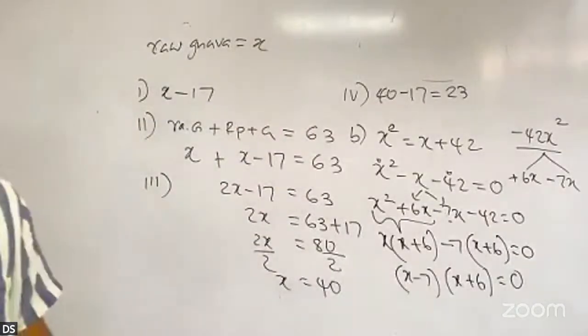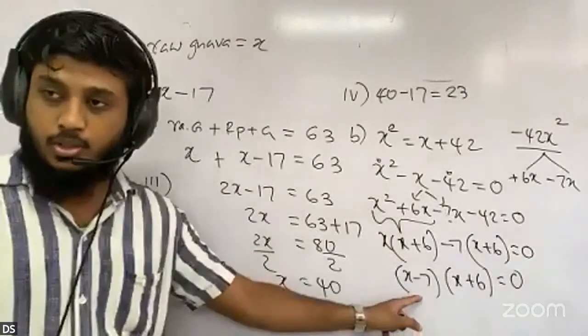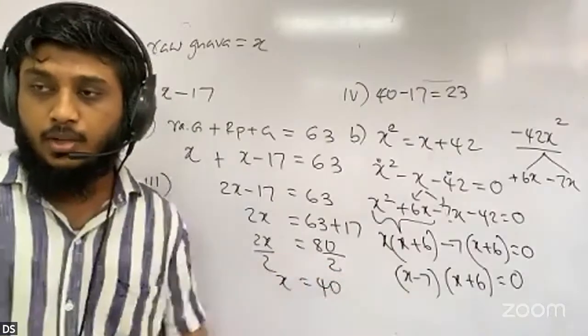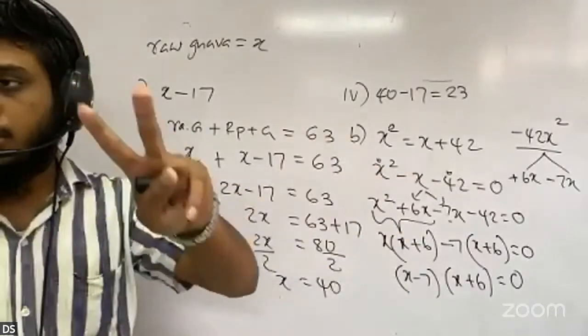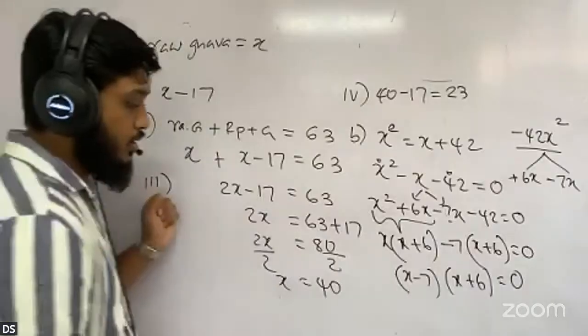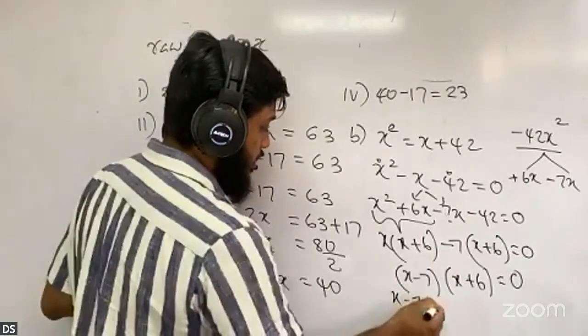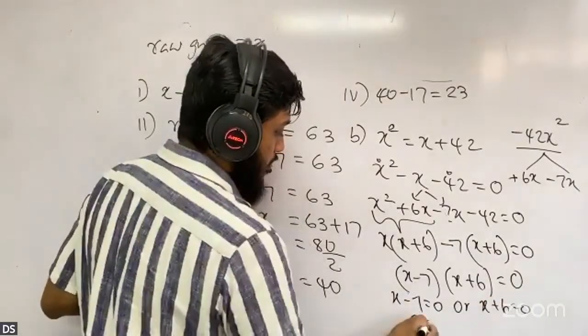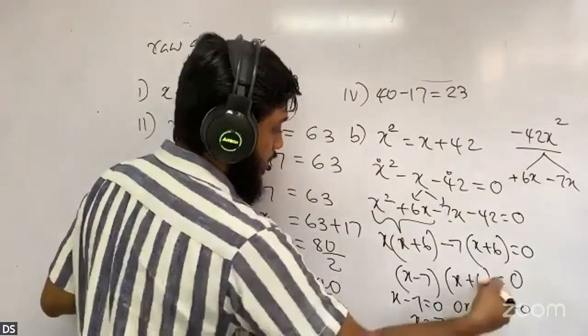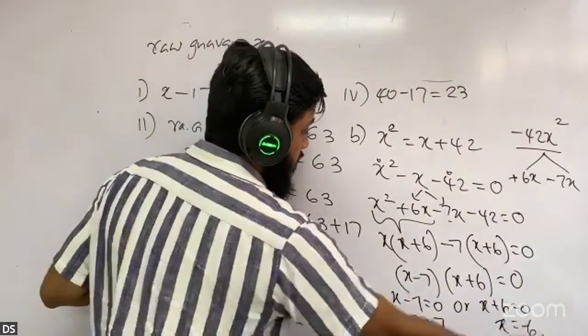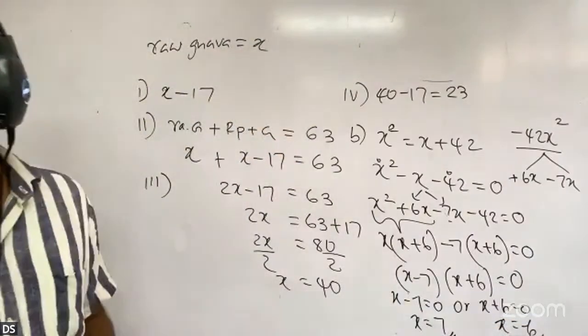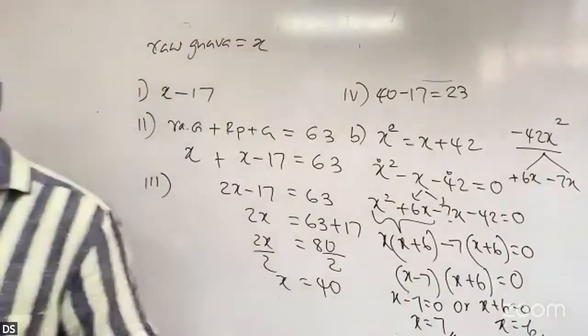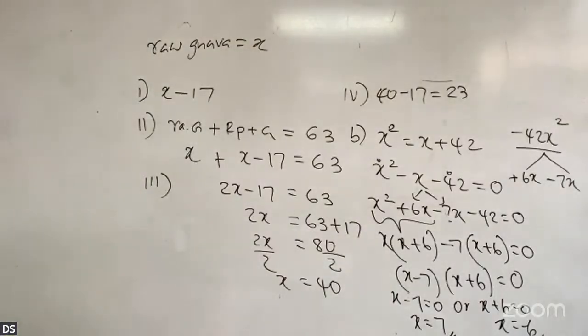After that, children, this bracket should be equal to 0 or this bracket should be equal to 0. Therefore, remember, if something is equal to 0, you will get two answers. Either you should write x minus 7 is equal to 0 or x plus 6 is equal to 0. So x becomes, this minus 7 goes to the other side meaning plus 7, plus 6 goes to the other side meaning minus 6. Now we have two answers for x. I hope you can understand this. Right, mark all these 6.